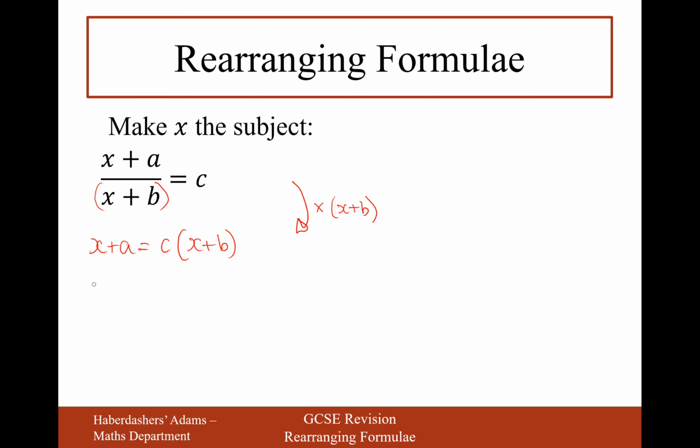Next thing I'll do is expand the bracket, so it's x plus a equals cx plus bc. I've preferred to write those two multiplying together there in alphabetical order. Now I need to group my x's on the same side. I think I'll move the x on the left hand side to the right. Then I'll take away bc.